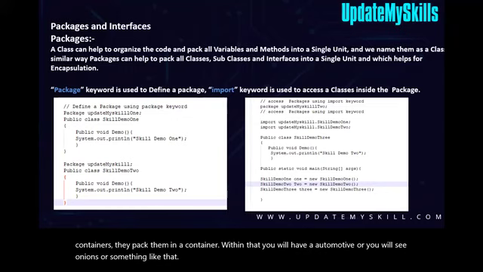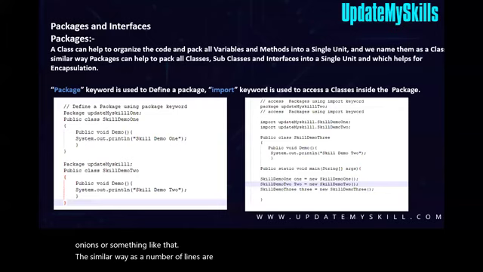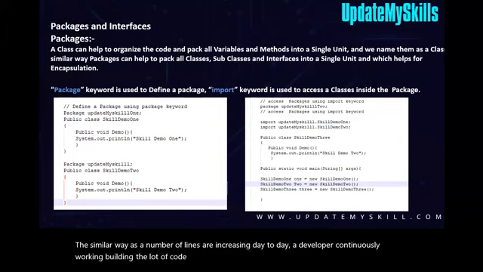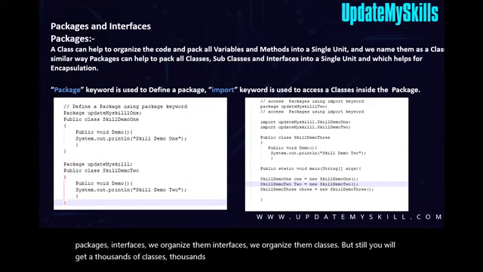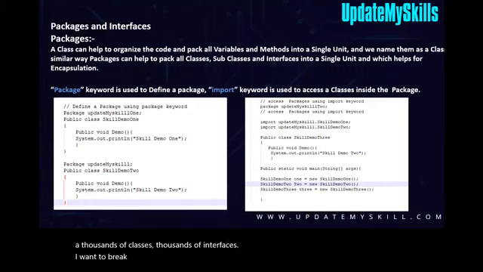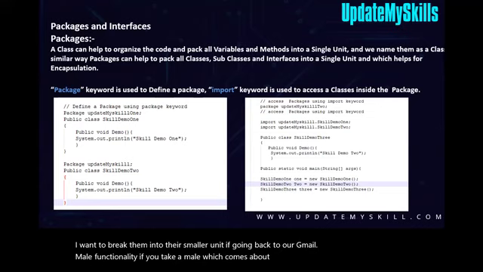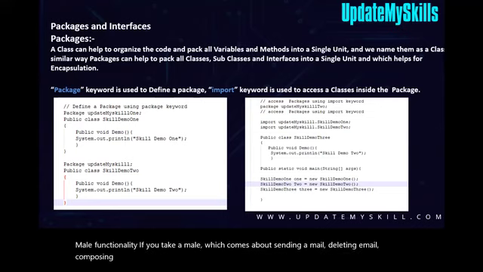In a similar way, as the number of lines increases day to day, a developer continuously works, building a lot of code, and we organize it by classes. We organize them in packages and interfaces. But still, you will get thousands of classes and thousands of interfaces. I want to break them into smaller units. Going back to our Gmail mail functionality, if you take mail, it covers sending email, deleting email, composing email, all the functionality related to mail.